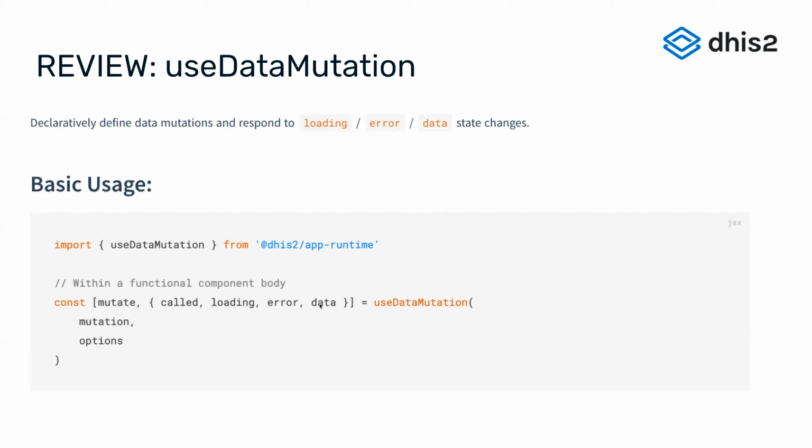And then you have an object with four parameters, which are similar to the use data query case. We have loading, error, data, and a called state. And I'll get into what that does in a minute, because that's the same as doing a use data query with the lazy parameter. You pass the mutation, which I'll get into in just a moment, and some options to that hook.